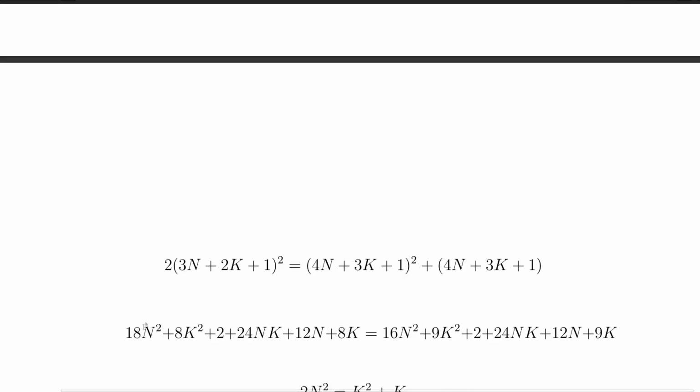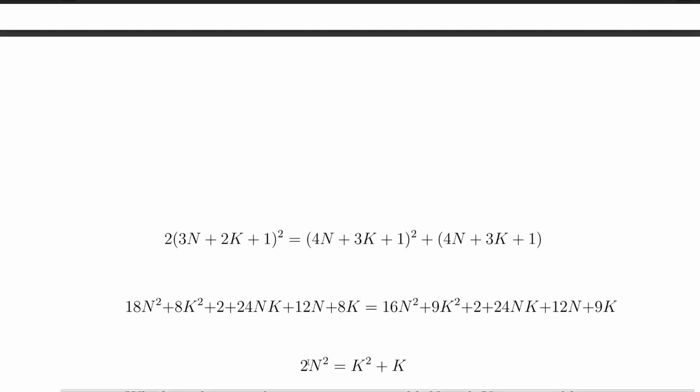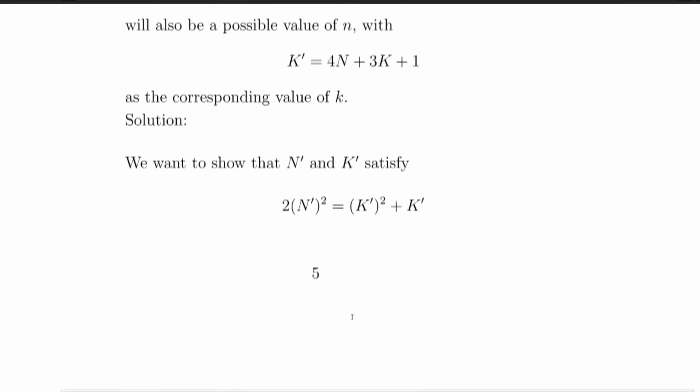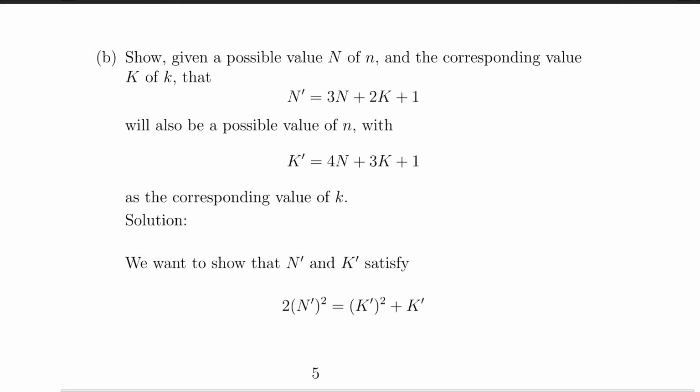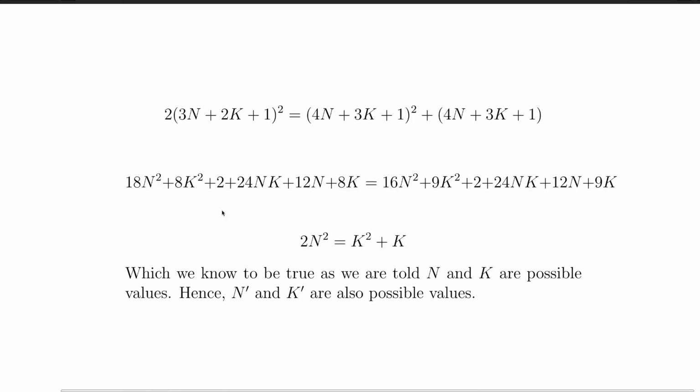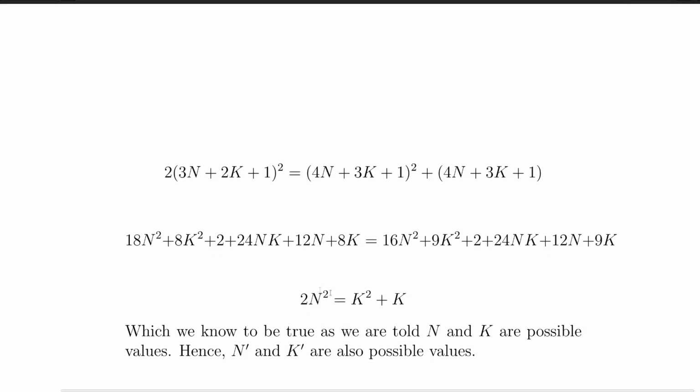And then when you expand that out, which seems kind of long to expand out, but in terms of steps, this is actually not too bad. And a bunch of things cancel, which is nice. And then you get something like this, which we know is true, right? Because we're given a possible value big N of n. So we know that n, big N, and k, big K, satisfy the equality, right? Yeah, we know it's true because we're told n and k are possible values.